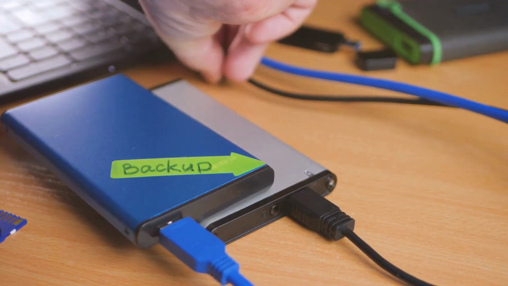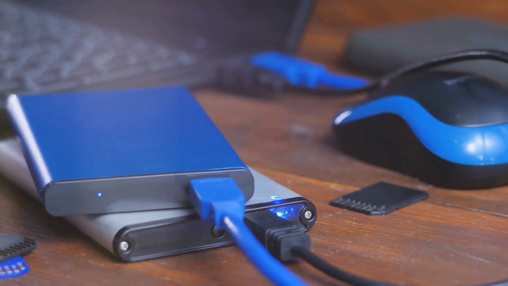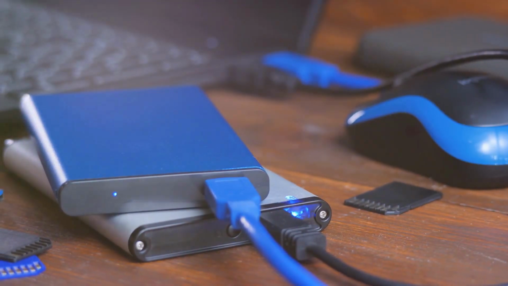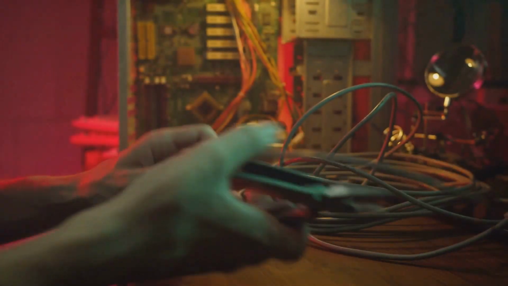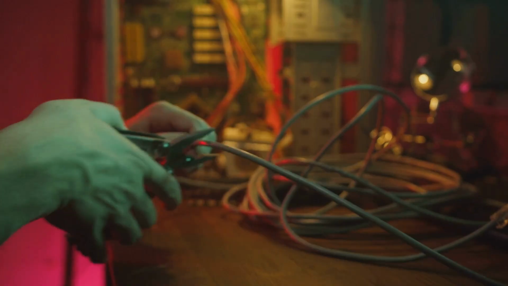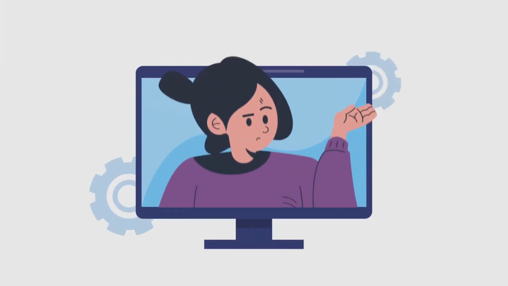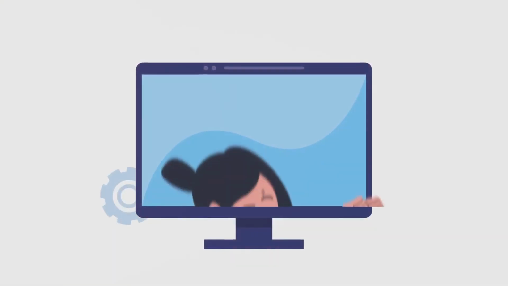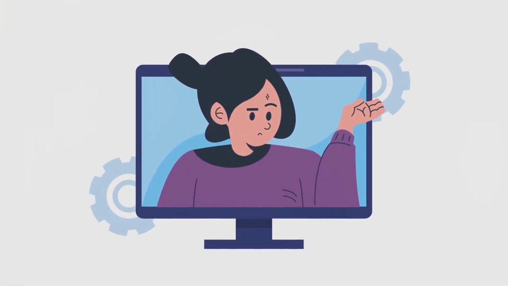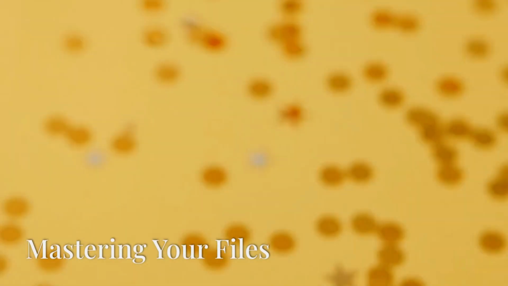And finally, back up regularly. Accidents happen. Back up your important files to an external hard drive or cloud storage service. It's like having an extra copy of your homework just in case. Remember, a little organization goes a long way. By following these tips, you'll be well on your way to a stress-free digital life.